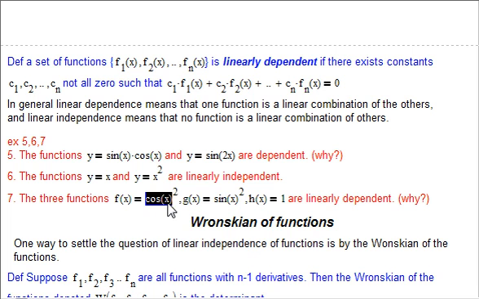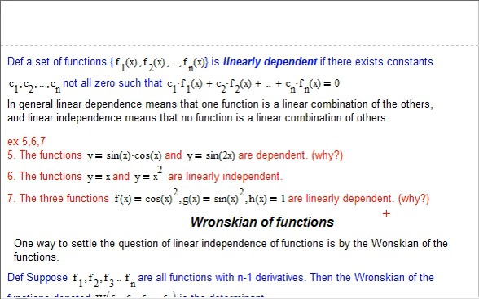These three functions, f of x equals cosine squared of x, by the way, this is the way I have to type cosine squared, my software won't let me put a little 2 in here, g of x equals sine squared of x and h of x equals 1 are linearly dependent. Can you think of a reason why they would be linearly dependent? Why do you think they would be linearly dependent?